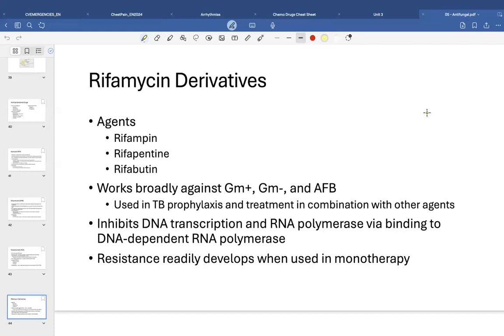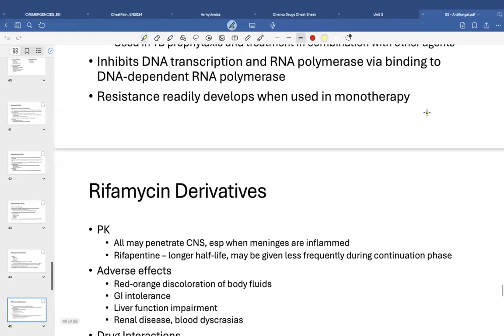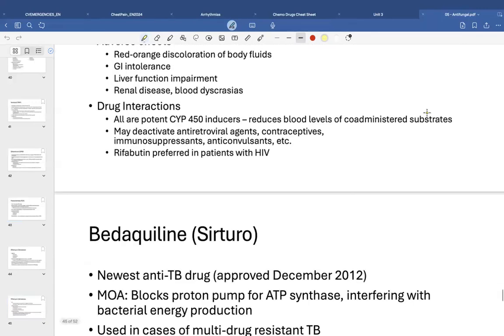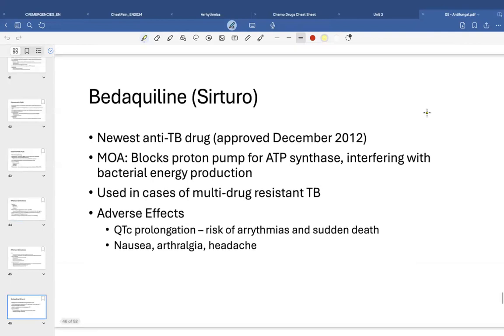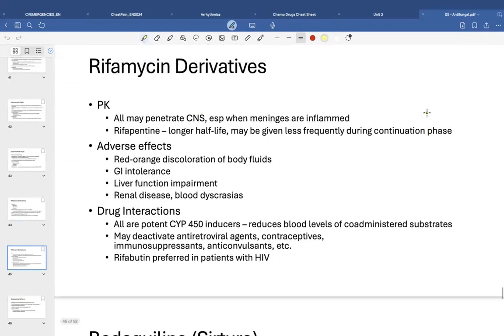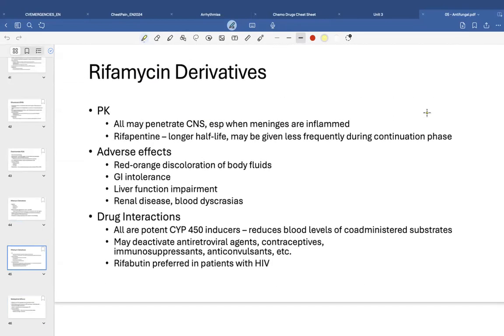That's our first line TB drugs. Any questions? Rifapentine is used for its longer half-life, so you can take it less frequently. We talked about the red-orange coloration.